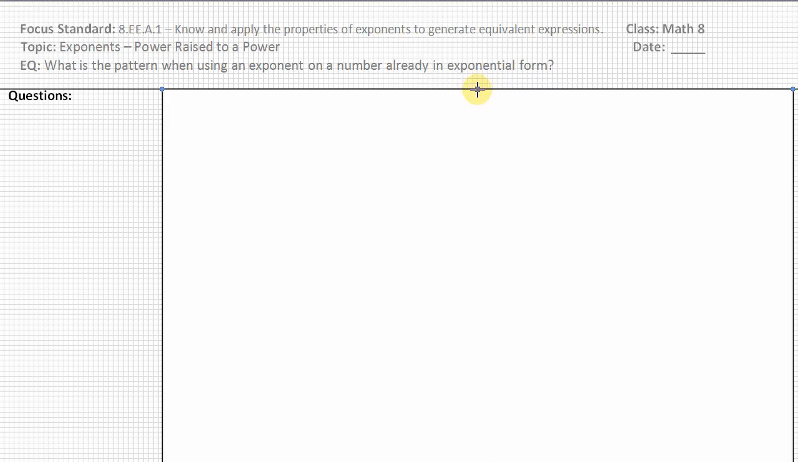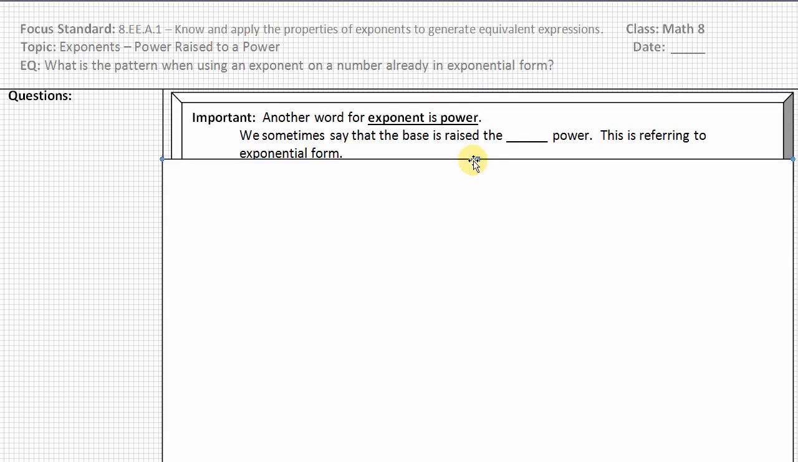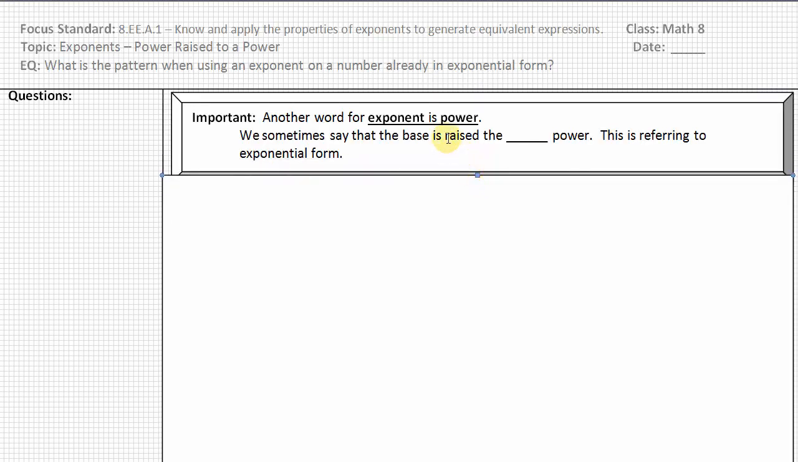So it's important to note, if you haven't picked up on this in the previous two videos, that we can also use power when talking about exponents. So another word for exponent is power. And we will sometimes say that the base is raised to a certain power.